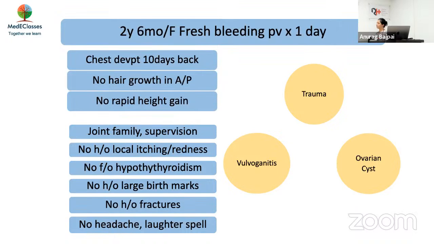Because, as you see, so many girls later on will have functional ovarian cysts. This is all because of the gonadotropin-dependent part. So that is important. Carry forward.